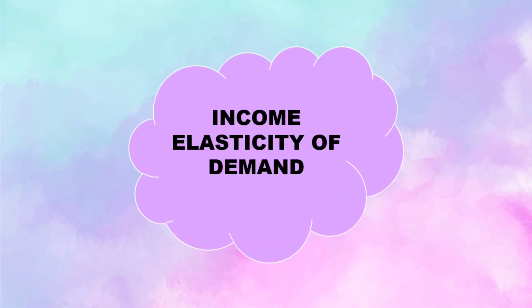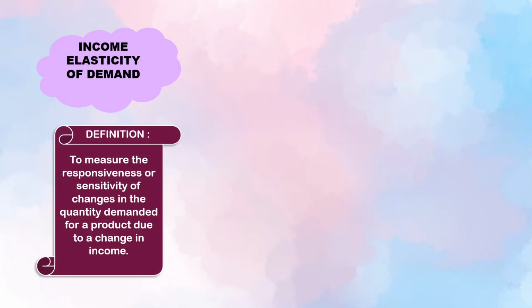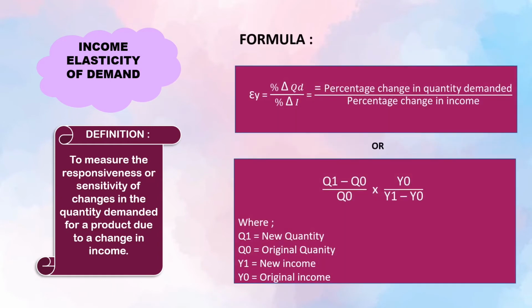Income elasticity of demand. The definition of income elasticity of demand is to measure the responsiveness or sensitivity of changes in the quantity demanded for a product due to a change in income. To get the value of income elasticity of demand, you need to divide the percentage change in quantity demanded by the percentage change in income. Or you can use this second formula. To remember this formula, you can use this method, Kikoko, Yo Yi Yo.